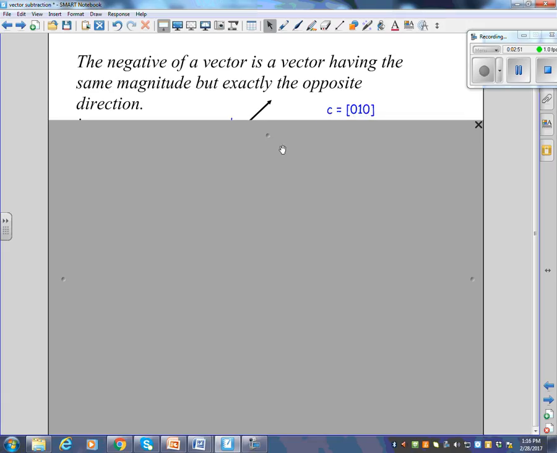The negative of a vector is simply a vector having the same magnitude, which means the same length, the same size, the same number part, but exactly the opposite direction. I see a bunch of people writing stuff down, and that tells me that you should be doing that. The negative of a vector is a vector having the same magnitude, but exactly the opposite direction.